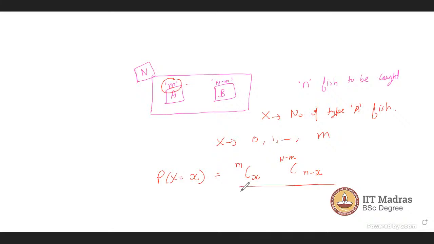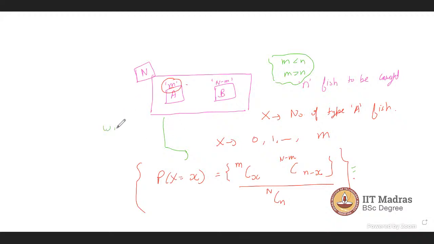So these are my favorable cases, right? Divide by the number of total possibilities. I need to catch only n out of this capital N. This is the PMF for hypergeometric. And if you go more deep into hypergeometric, there are some conditions as well, like if m is less than n or m is greater than n. These you will study further in stats 2. But for now, the general idea of hypergeometric is something like that.